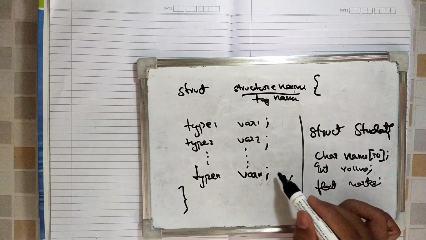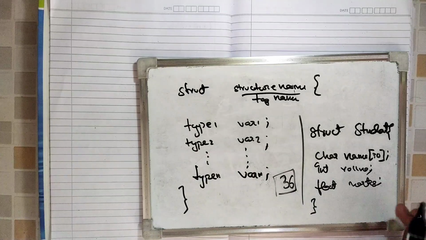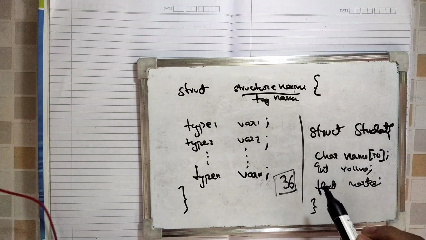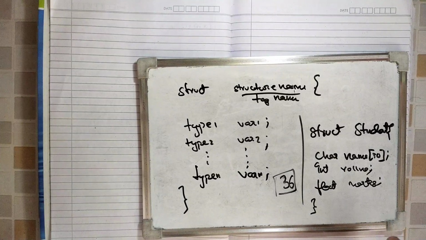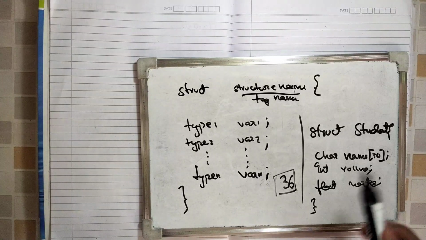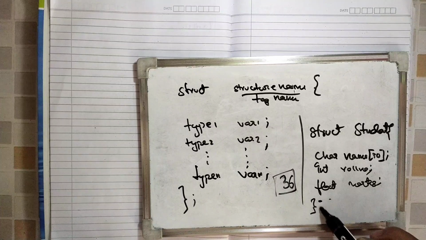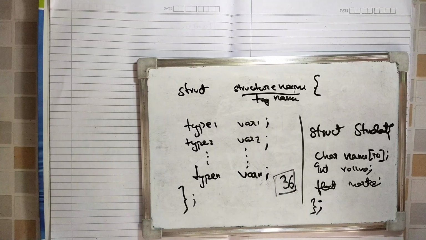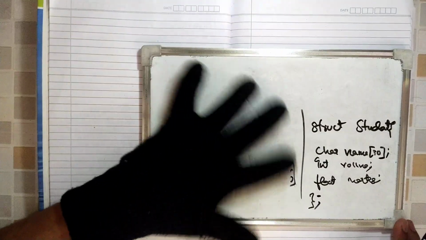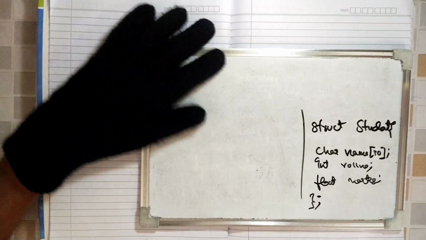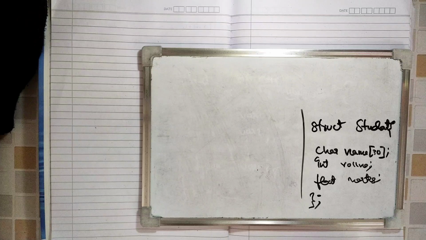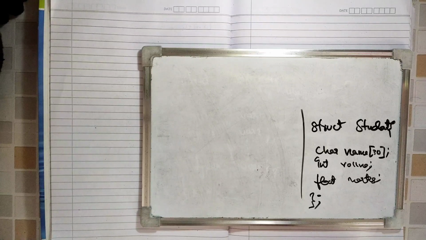36 bytes of memory are required for this structure student, but it has not been allocated yet. We have only calculated how much memory is required; we have not allocated the memory. I forgot to close it like this. To allocate memory, if you declare a structure variable, then only the memory will be allocated. How do we declare it? Two ways are there.